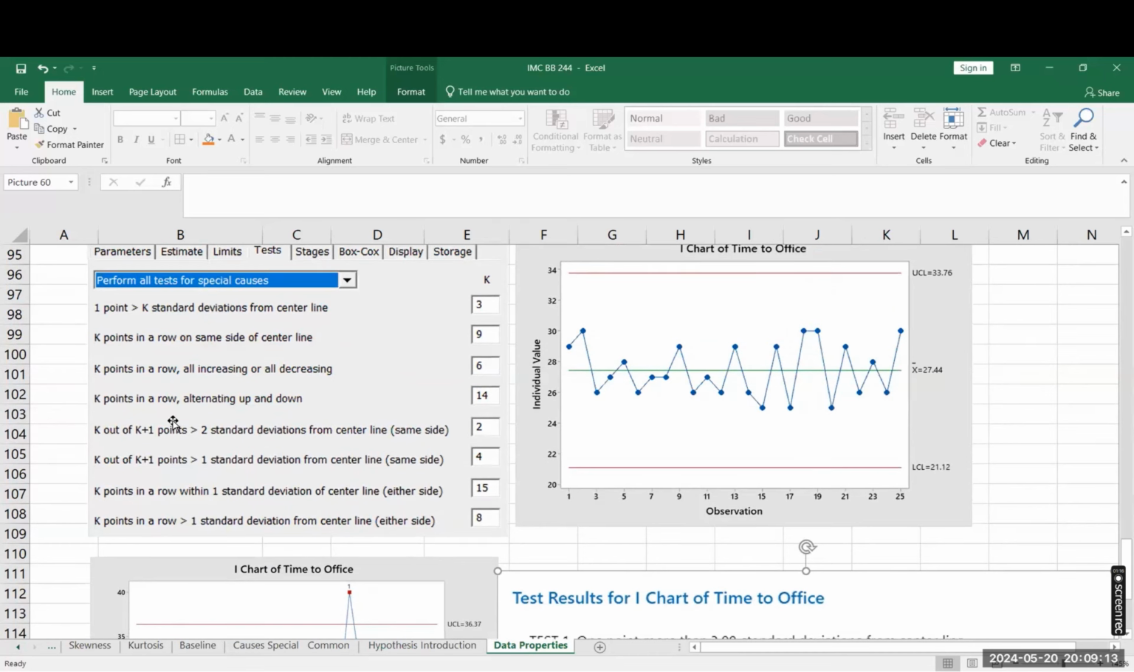Rule number 4: K points in a row alternating up and down. If 14 data points continuously go 1st up, 2nd down, 3rd up, 4th down, 5th up, 6th down, 7th up, 8th down, like this, all the data points alternating up and down, then rule number 4 will fail.